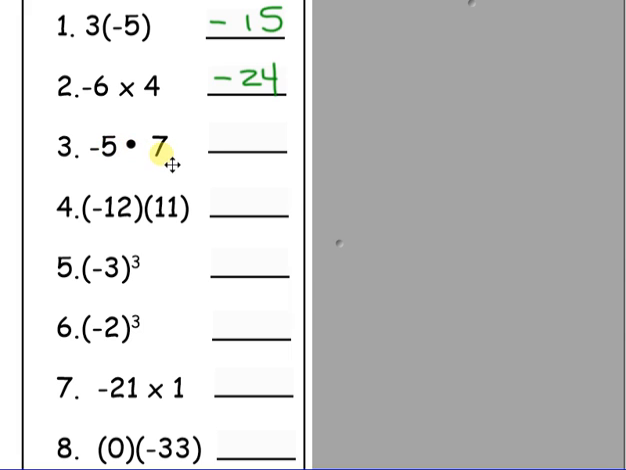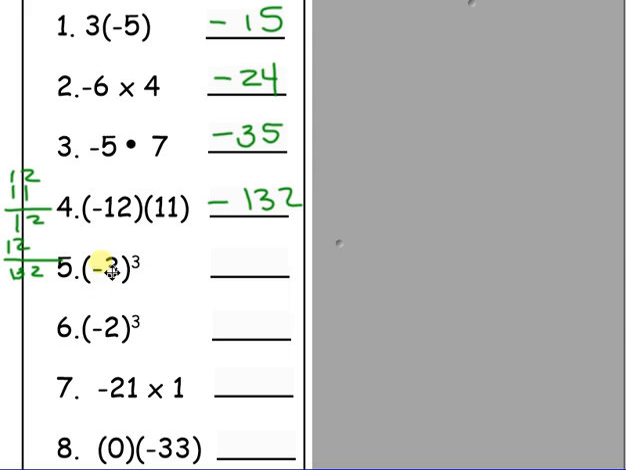Negative 5 times positive 7. Negative times a positive is a negative. 5 times 7, 35. Negative 12 times 11. Negative times a positive should be a negative, and let's work out 12 times 11 over here. Oops. 1 times 2 is 2. 1 times 1 is 1. 1 times 2 is 2, and 1 times 1 is 1. So that's going to give us 2, 3, 1. All right, so negative 132.